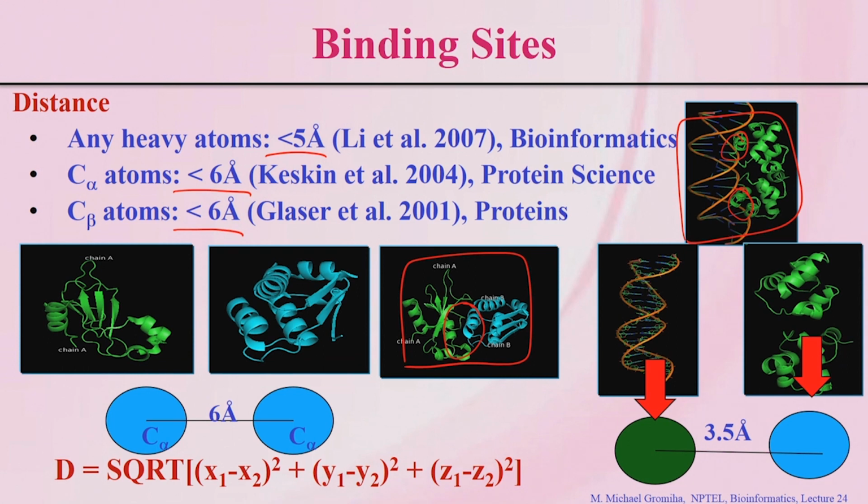If you understand the binding site residues and the type of interactions, which one will be better, which one gives the best data, whether to use C alpha, C beta or any heavy atoms.